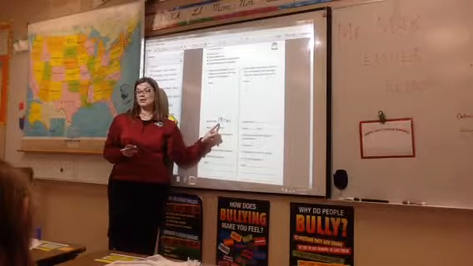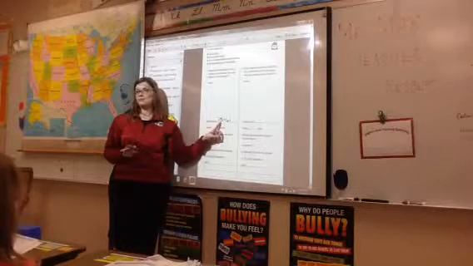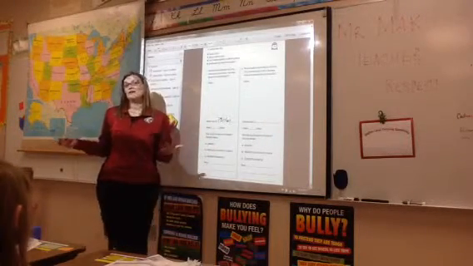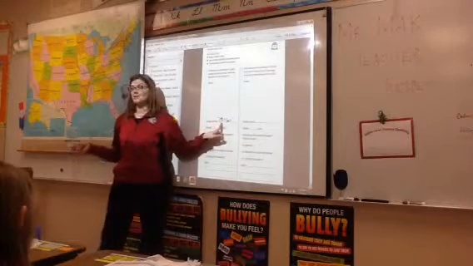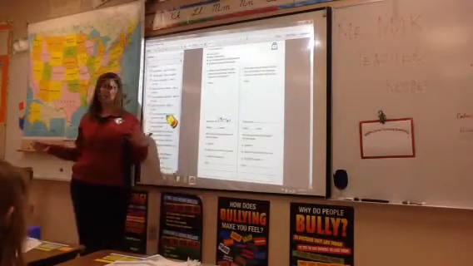Look on your 6s chart right now. Are there any multiples of 6 that end in 5? No. That's how I know. Because I don't have a single multiple of 6 that ends in a 5. So I know this one's going to have a remainder.